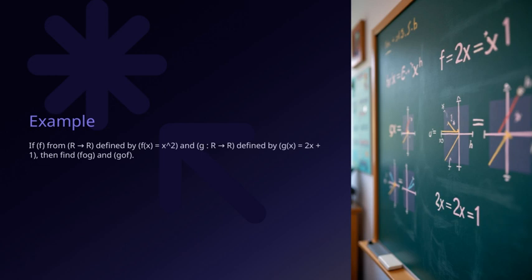First, let's think about what f∘g means. It means we apply g first, then f, so we take x, plug it into g, and then take that result and plug it into f. Similarly, g∘f means we apply f first and then g: we start with x, plug it into f, and then take that result and plug it into g.